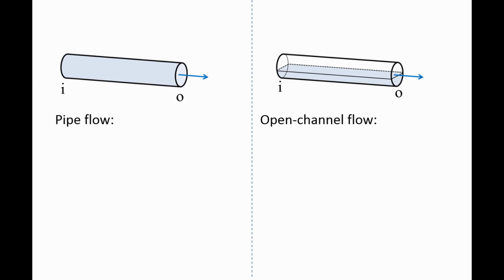In the left scenario, a fluid completely fills the pipe and the pipe is sealed off from the atmosphere. Examples of pipes that are completely filled with fluid are household water pipes, crude oil pipelines, and compressed air lines.